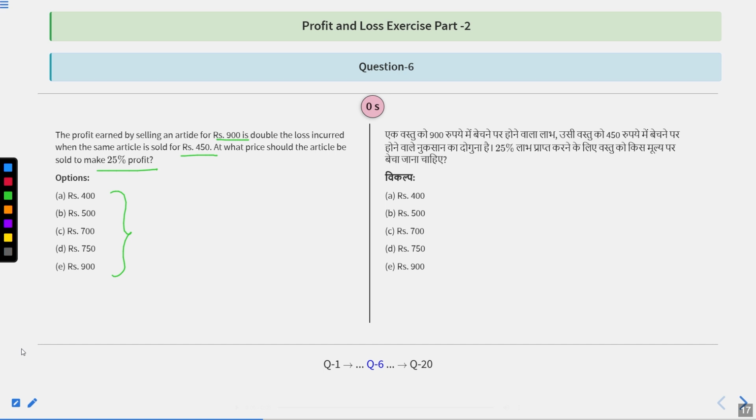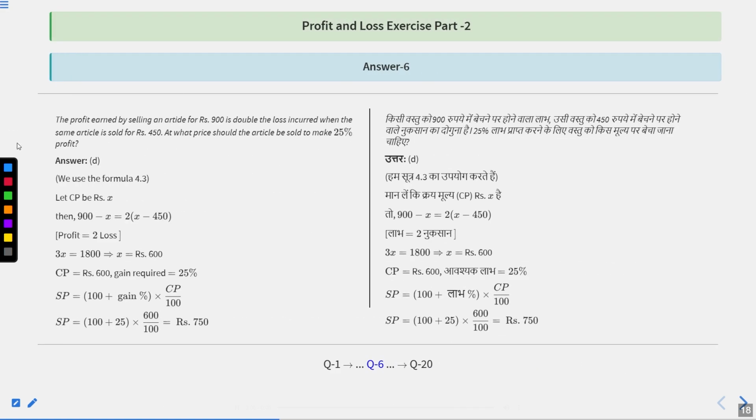Now time's up. Let's see the solution. We use the formula 4.3. Let CP be x. So according to the question, 900 minus x equals 2 times (x minus 450). Clear? This is our profit equals 2 times the loss. When we calculate this equation, we get 3x equals 1800, x equals 600.